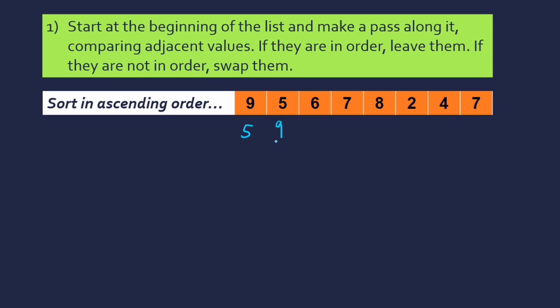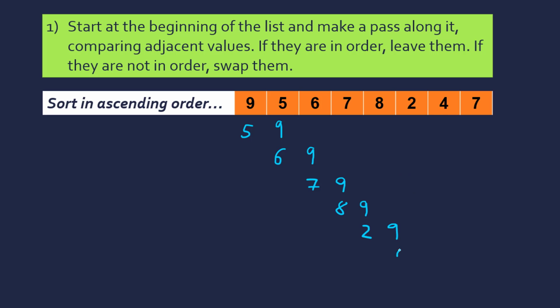So 9 is now in the second position. You now compare 9 with 6. 6 is also less than 9, so you swap them. You now compare 9 and 7. 7 is less than 9, so you swap them. 9 and 8. 8 is less than 9, so we swap them. You can see I've deliberately done something here. You can see 9 essentially bubbling towards the end, as I said earlier. 9 again is greater than 2, so 2, 9 is roughly in line.